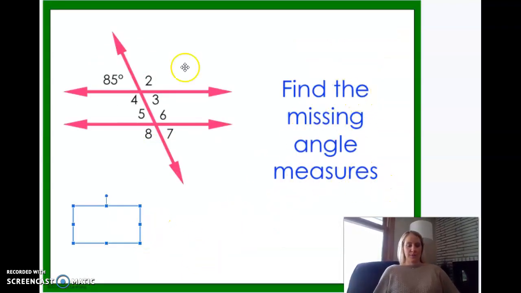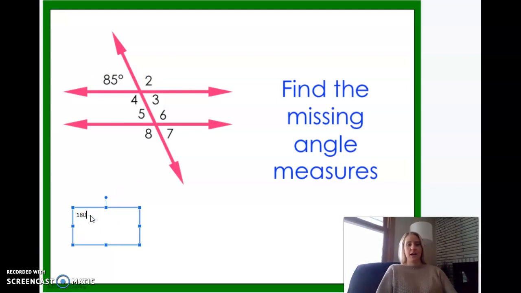Find the missing angle measures. So we are given an angle of 85 degrees, and we need to figure out what the rest of these angles measure. So I am going to start with the fact that this angle and this angle equal 180 degrees. They form a supplementary angle. So that means that 180 minus 85 equals angle 2. 180 minus 85 is 95 degrees.